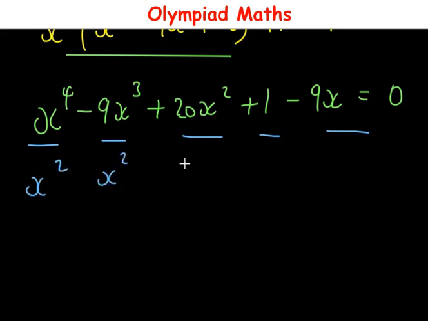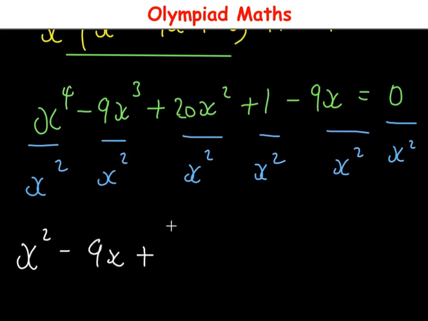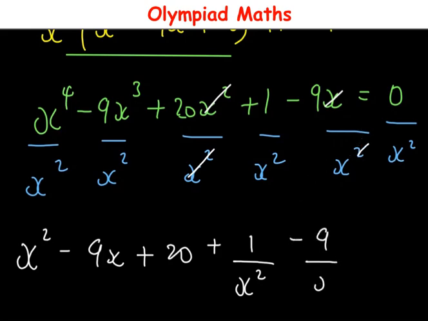So divide this by x squared. If we do this, x raised to power 4 divided by x squared gives x squared, then -9x cubed over x squared gives us -9x, then x squared cancels x squared, we have 20, plus 1 over x squared, then we cancel one of the x, we have -9 over x, and this equals 0.